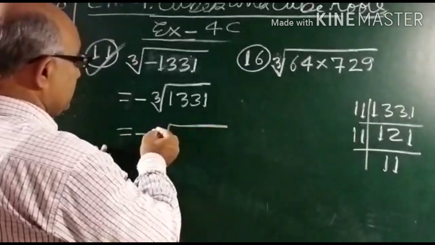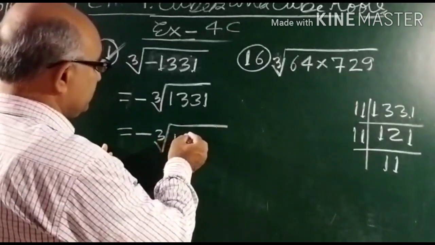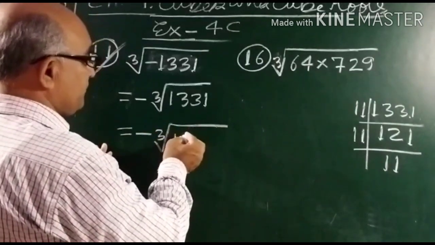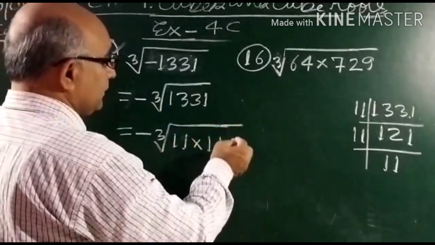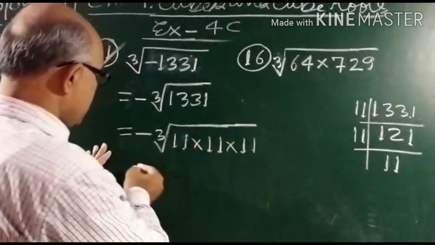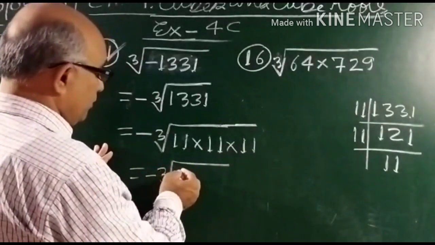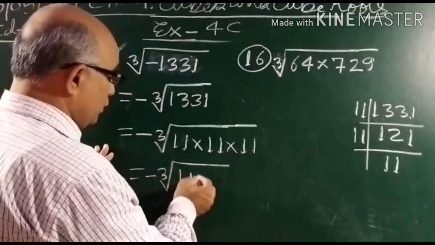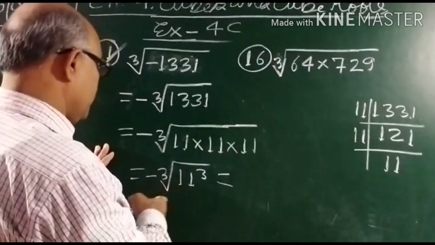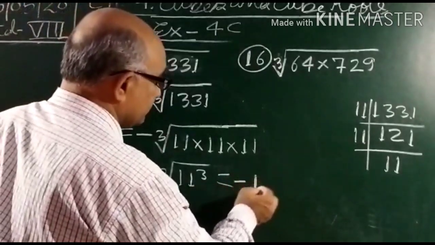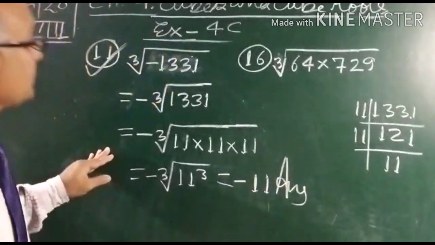Minus cube root of 1331. Its prime factors are 11 into 11 into 11. Now it is changed into cube root of 11 cube. So cube root of 11 cube is equal to 11, so the answer is minus 11.